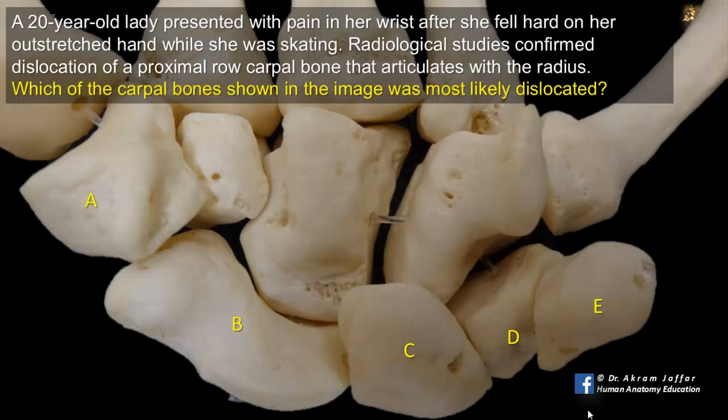Now let's identify the bones here. A is the trapezium that belongs to the second row of carpal bones. Bones from B to E belong to the first row. B is the boat-shaped scaphoid, followed medially by the lunate C, and then D is the triquetrum, and E is the pisiform bone. So the answer here is C, the lunate bone that is most likely dislocated in this patient.